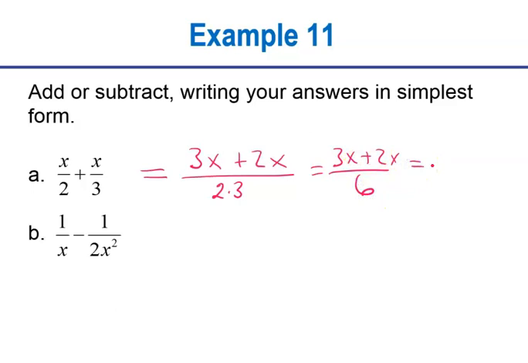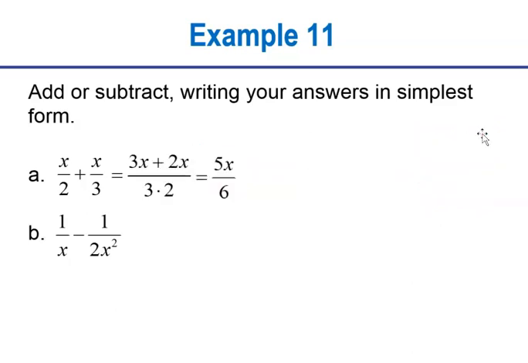But 3x and 2x are what we call like terms. I can add those together to get 5x over 6. And that does not simplify any more than that. That is in simplest form. If we look at their result, see it's the same thing, just a lot neater.